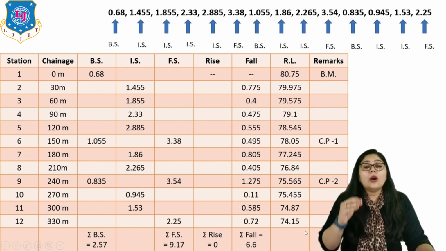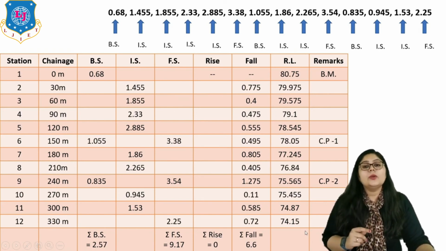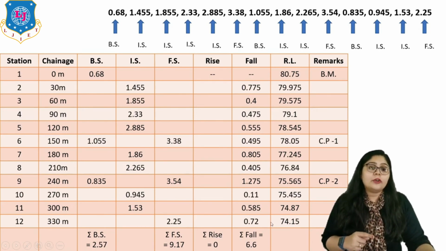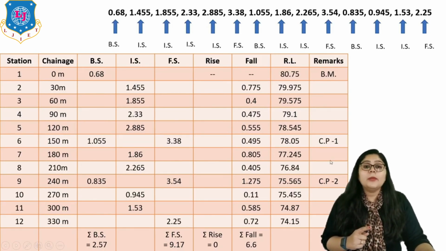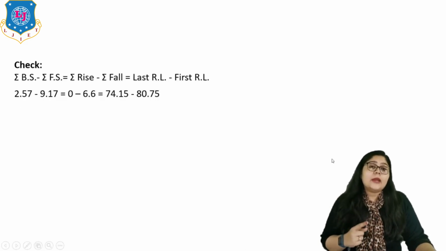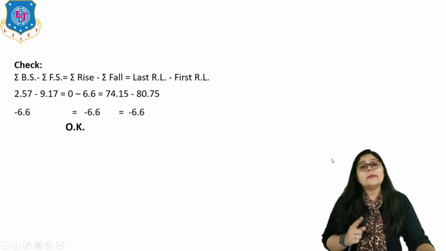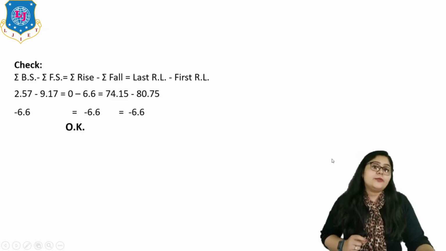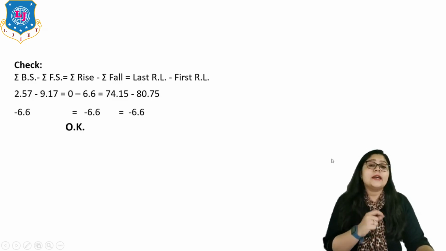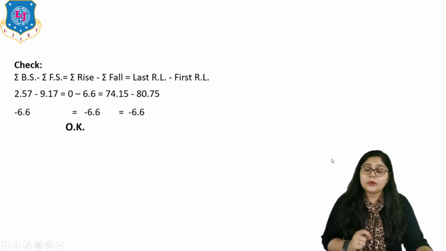So after getting all the RLs for all the points, you have to do the check equation. For that, first you have to calculate the summation of BS, summation of FS, summation of rise and fall. Because in the check equation, it says that summation of BS minus summation of FS is equal to rise minus fall is equal to last RL minus first RL. Here you can see the values are the same. It means the calculations are okay.